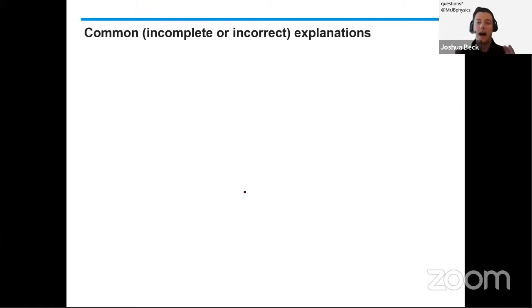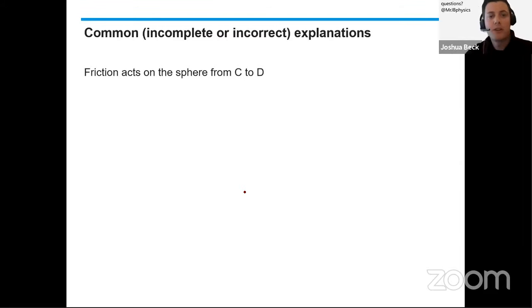Now, before I give you my explanation, I'm going to show you some common explanations that we might see. I want you to take a look. Somebody might say friction acts on the sphere from C to D. This is true. It's great. Just because it's a true statement doesn't mean it's a complete explanation, right? Does friction act on this from C to D? Yeah, and actually, that's important. But does that connect the dots?